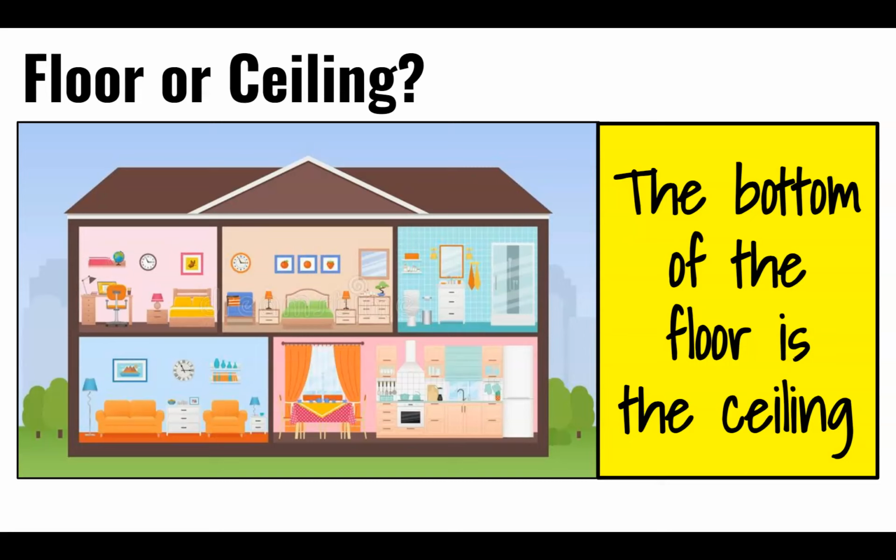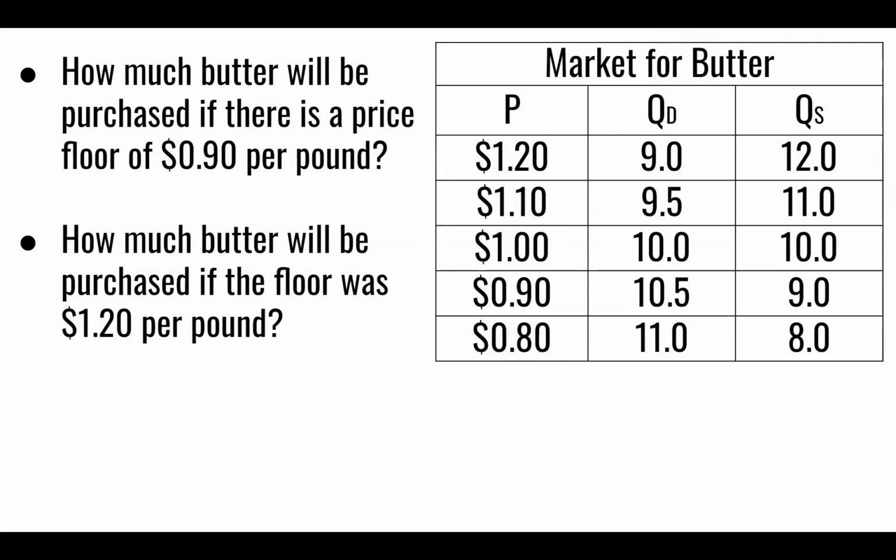The bottom of the floor is the ceiling. If you're standing on the second floor and you're looking down at the floor, the bottom of that floor is in fact the ceiling because the person on the first floor is looking up at the same thing, right? But from their perspective, it's a ceiling. So it is important to keep them straight in your head when you're drawing them out.